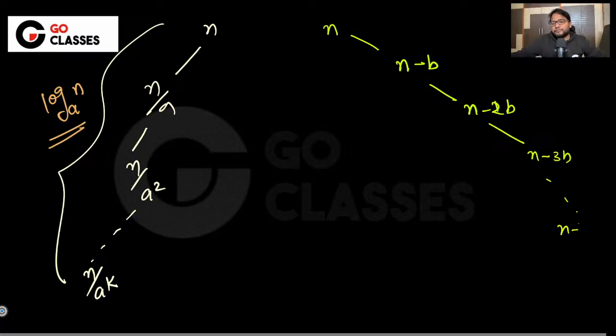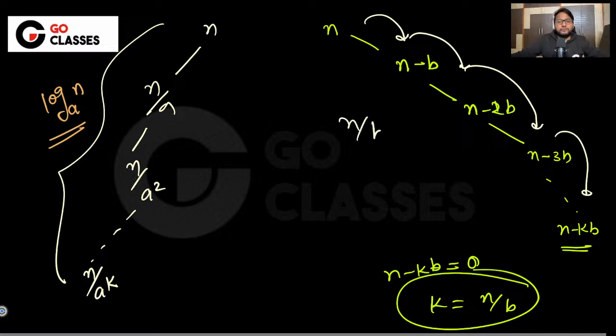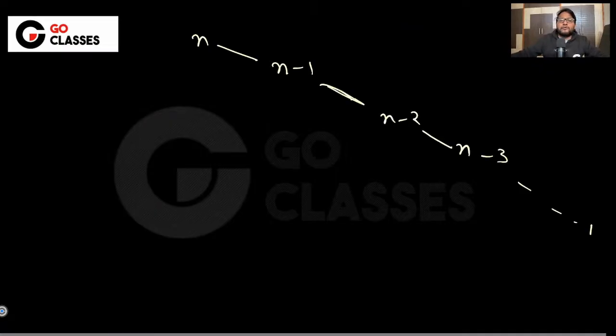And let's suppose I ask you, if you subtract by b, can anyone tell me how many levels we get? If you subtract by any term, then ultimately n minus kb is, let's suppose, 0 or 1, doesn't matter. So basically we want this k, and k will be nothing but n by b. So if you subtract, you will be getting n by b levels. Let me just ask you, if you subtract by 1, how many levels will there be? After how much time will it be 1? How many levels will there be?